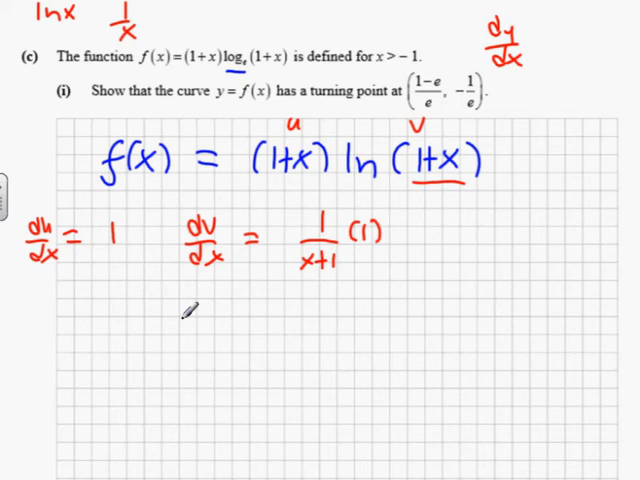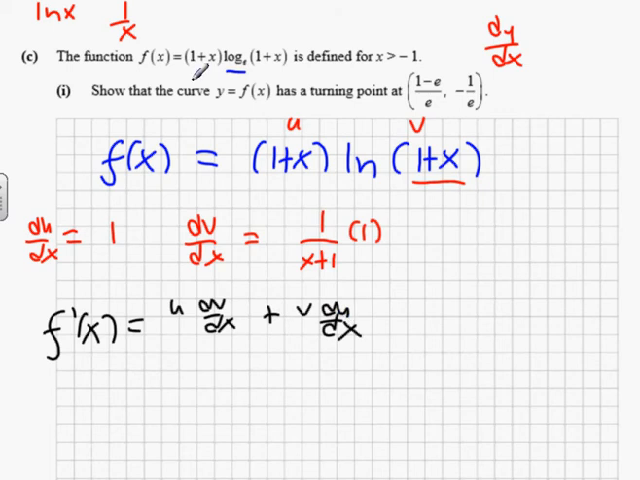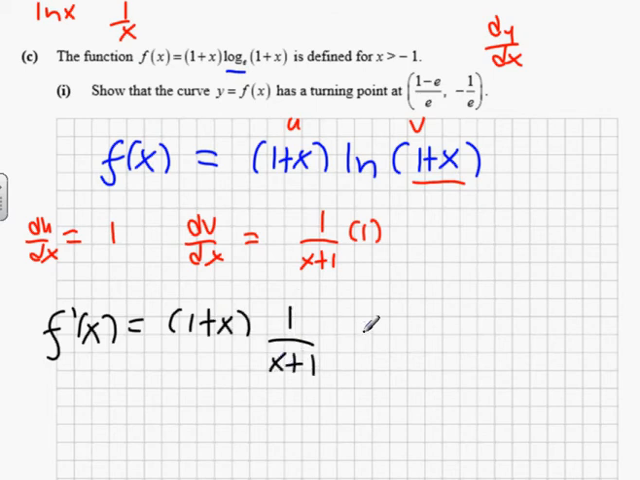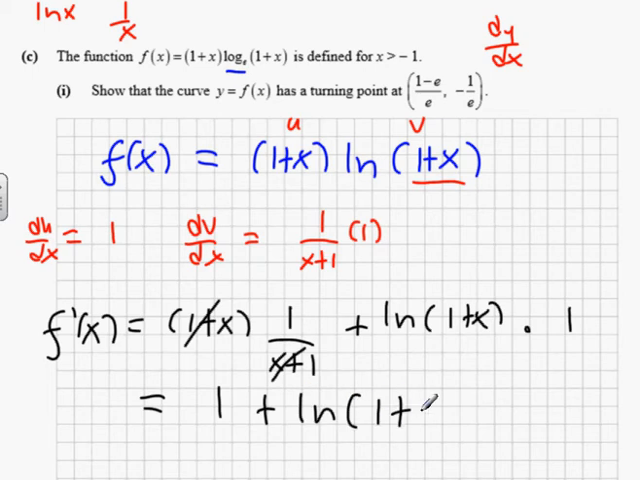Okay, now we're going to do the product rule. f dash x equals u times dv/dx plus v times du/dx. So we're going to do that now in a second. Okay, so u is 1 plus x, dv/dx is 1 over (x plus 1), and then plus v times du/dx. So it's going to be ln(1 plus x), and that's going to be getting multiplied by 1. The terms then cancel, and our answer is going to be 1 plus ln(1 plus x).